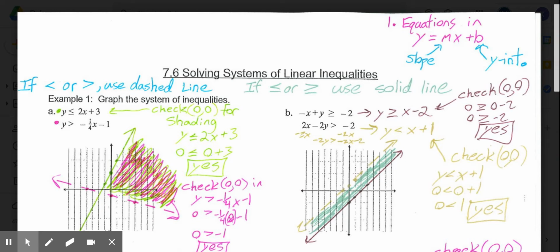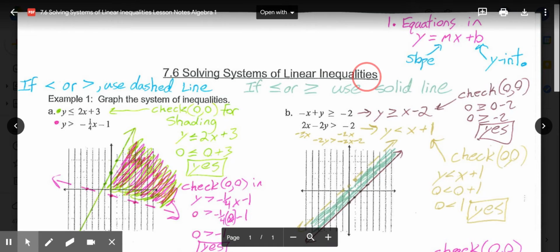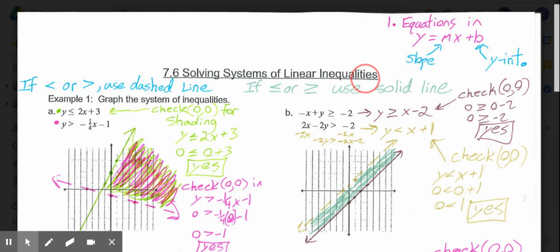Welcome to lesson 7.6, solving systems of linear inequalities. So we've already looked at systems of linear equations. Now we're looking at systems of linear inequalities.